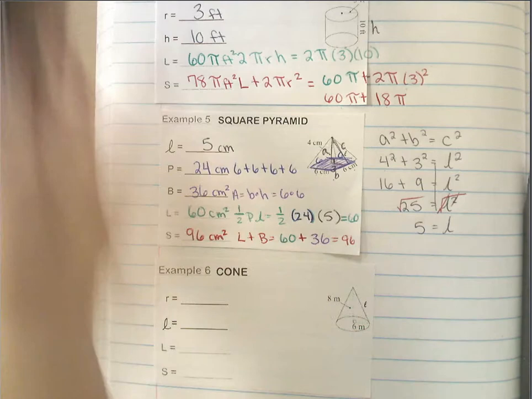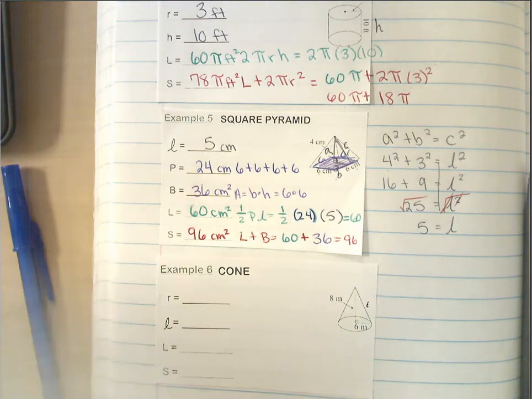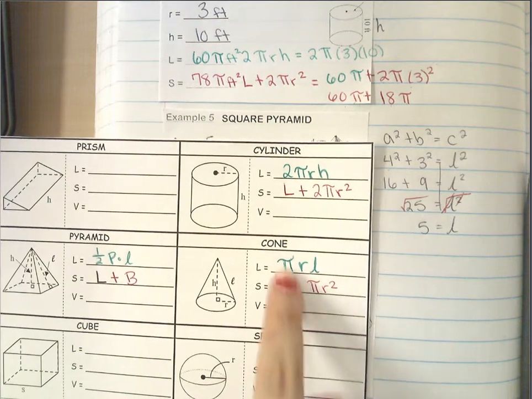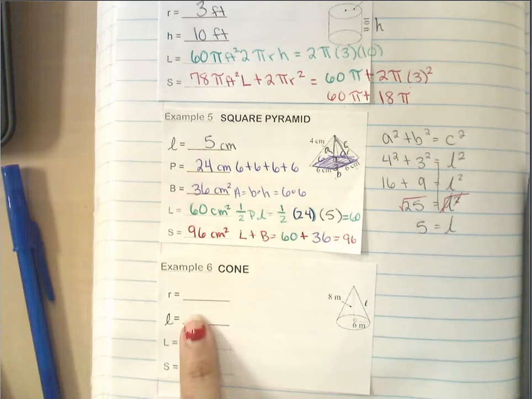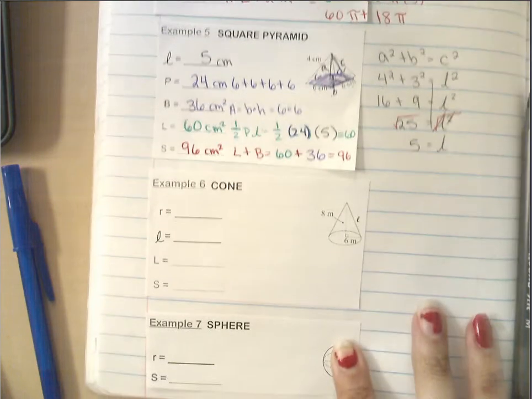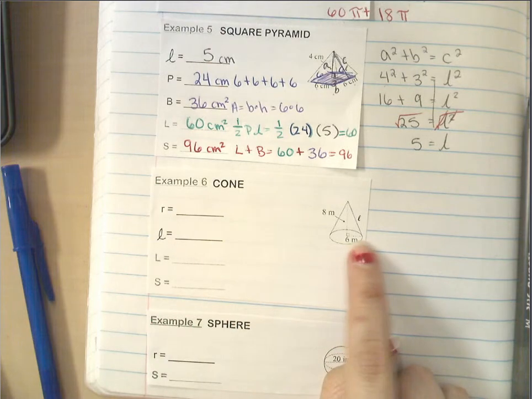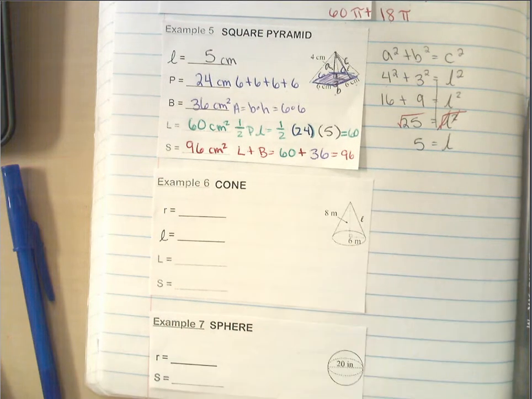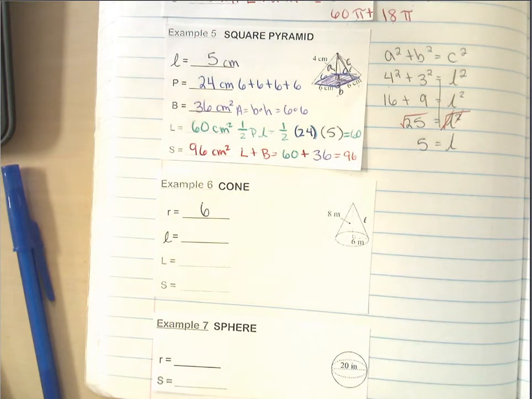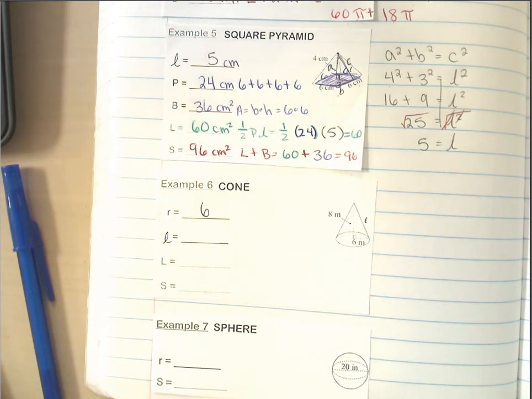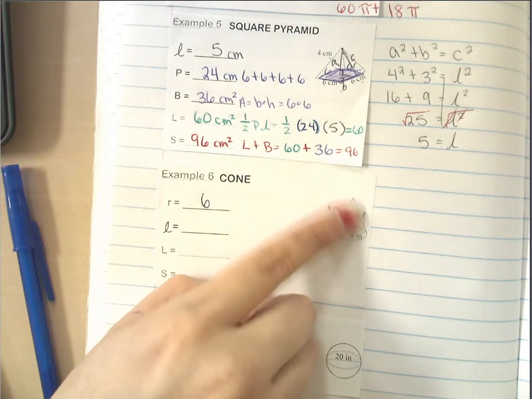Example 6 is a cone, and for cones we have 2 different formulas. First thing we want for example 6 is to find the radius, and the radius is given to me, that 6 right there at the bottom. So my radius is 6. Okay, second thing I want to find is my slanted height. That's that side of my cone.